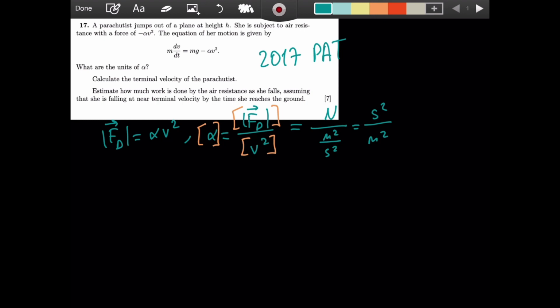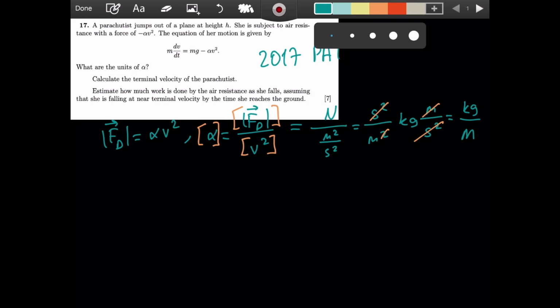We know that force is equal to mass times acceleration. The net force is equal to that. So the Newton in SI units is going to be kilograms times meters per second squared. We realize second squares cancel, m's simplify. We have kilograms per meter as the unit of alpha, which is just a constant. So we are done with the first part of the question.